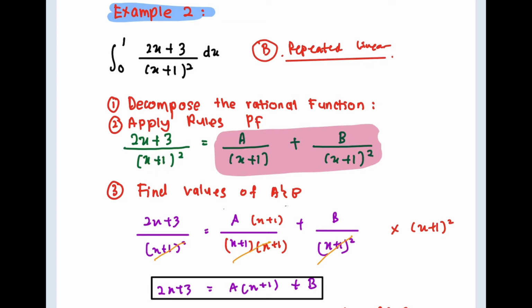So we need to build up the repeated linear. The first one is x plus 1 and another one is x plus 1 squared. For your numerator, this is just one constant each, A and B.